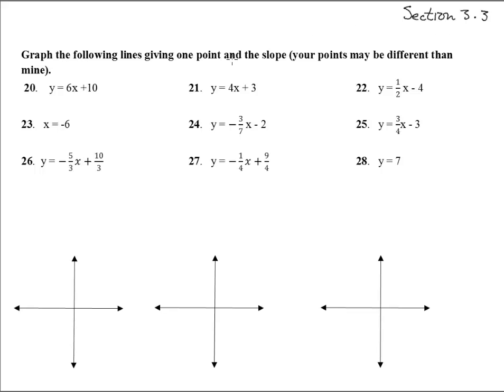Here we are in section 3.3 with the answers for 20 through 28. It says graph the lines giving 1 point and the slope. Oh ho ho, we get to use our shortcut. That'll be nice. So for number 20, look at this, y is by itself, so there's our slope right there. M equals 6, or if you want to write 6 over 1, that's fine.